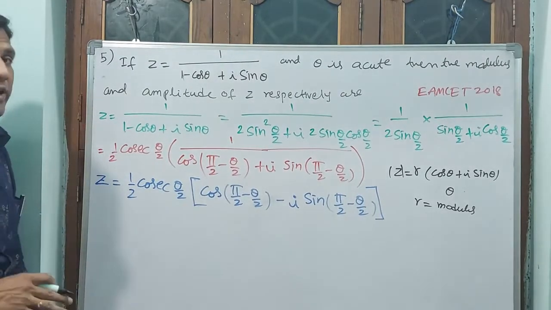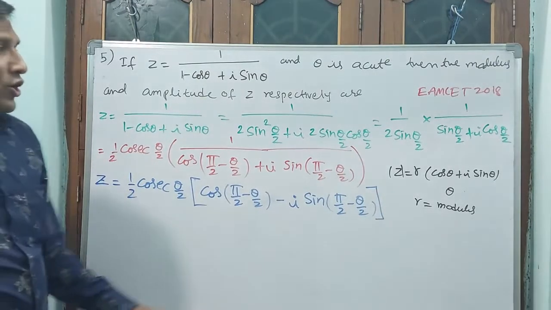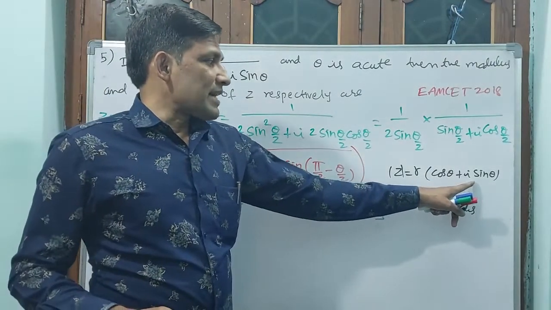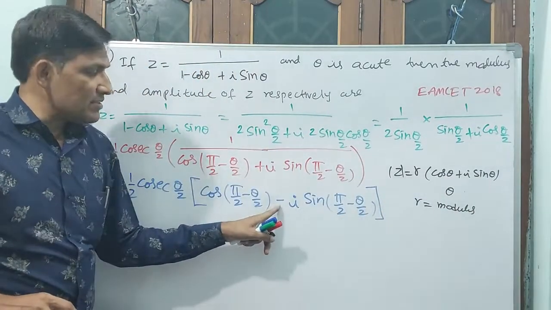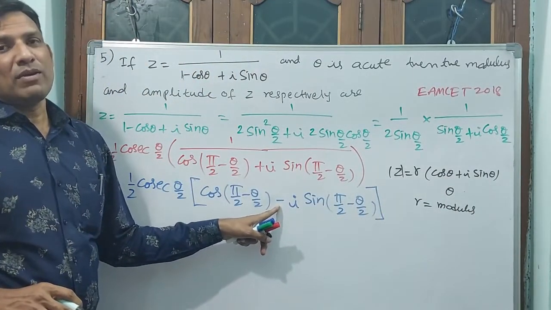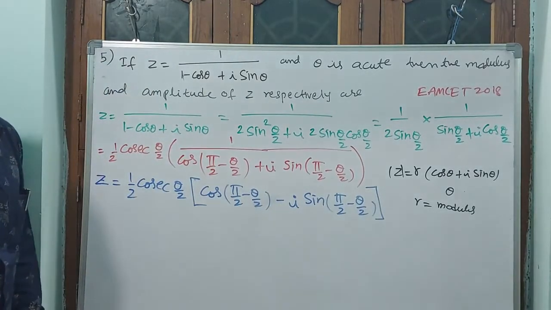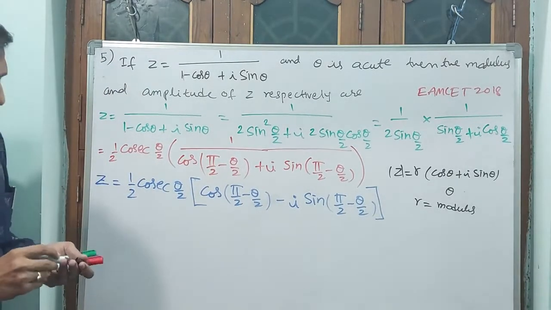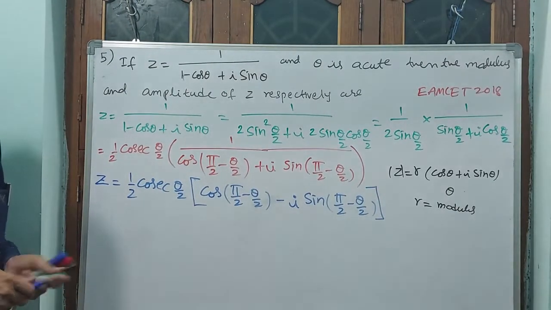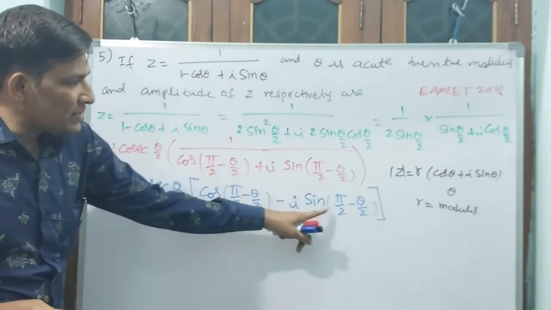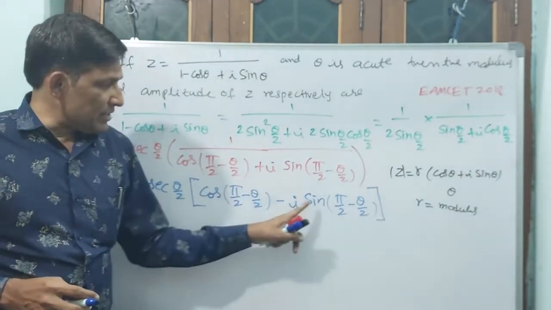Wait, before writing modulus, I want to alert you. Why? Because see, cos theta plus I sin theta, CIS form it should be, but it is not in CIS form. Minus is there. That is the problem. Then how to change this minus? See how I am changing this minus to normal form. You see, I am sending this minus inside. I am keeping plus here but sending minus inside.